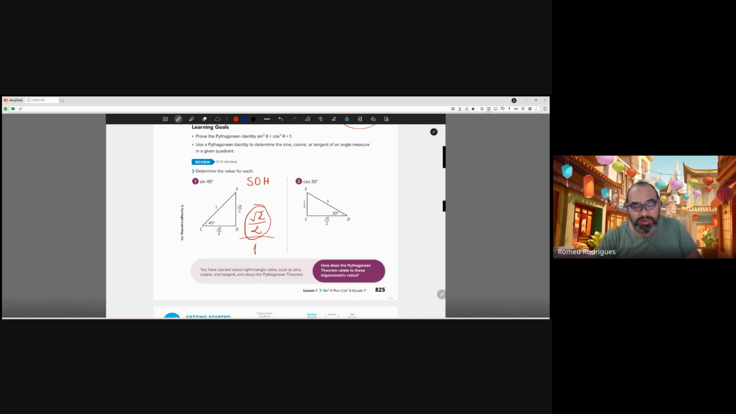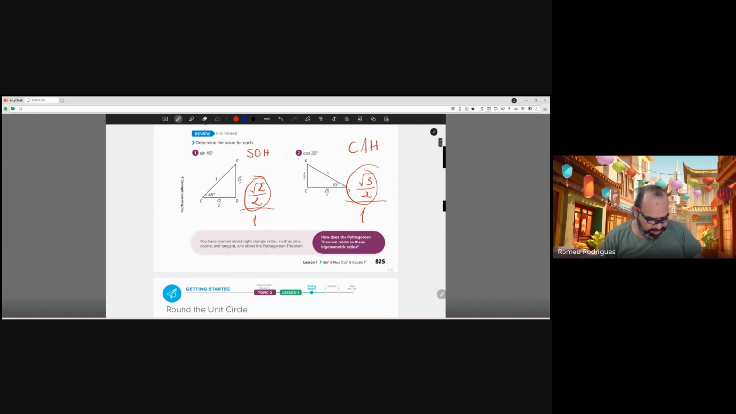Great. Cosine is adjacent divided by hypotenuse. Who is the adjacent? It is square root of 3 divided by 2, divided by the hypotenuse, which is 1. Everything divided by 1 is itself. Done. Great. Let's go through our lesson here.